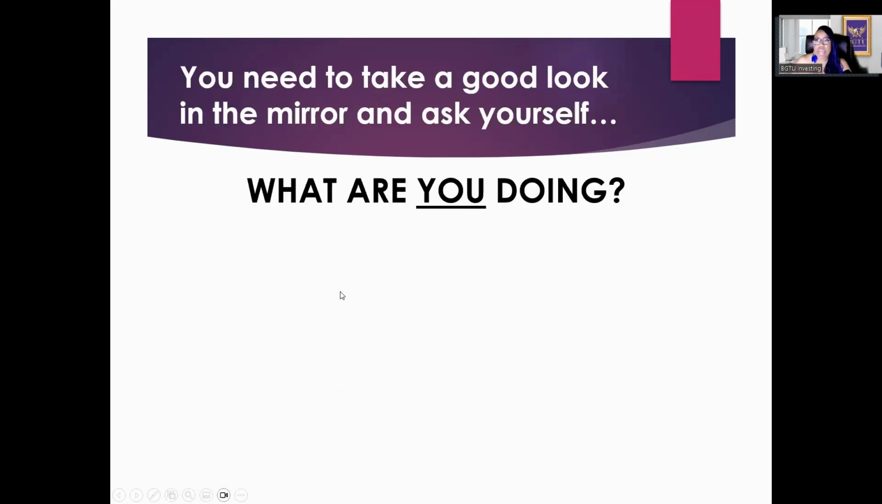You have to take that look in the mirror and ask yourself, what are you doing? Because you're not doing something right. You're just not, period. So you're going to have to find the root cause of that problem and you're going to have to fix it.